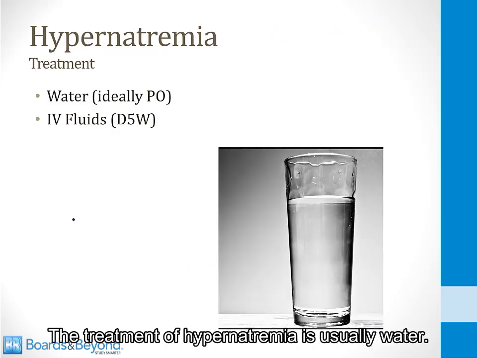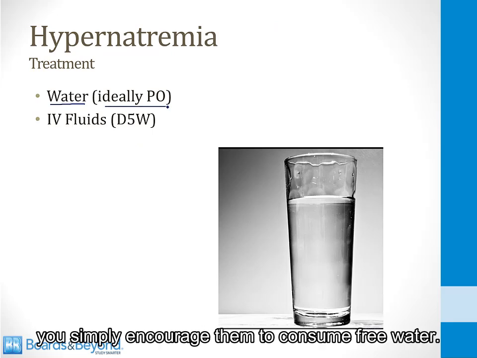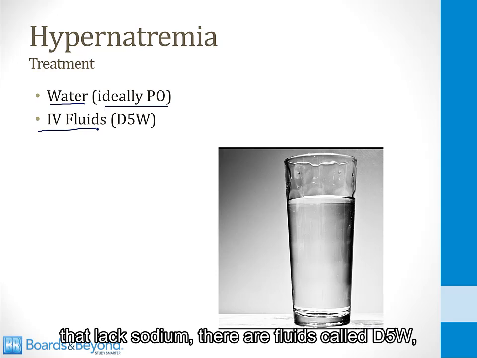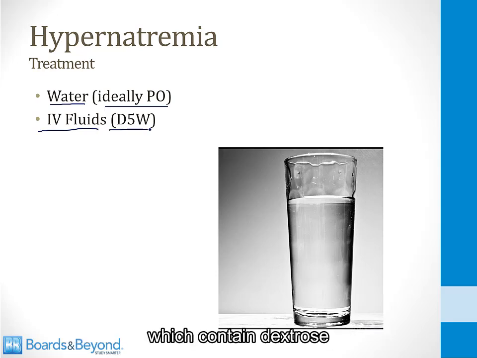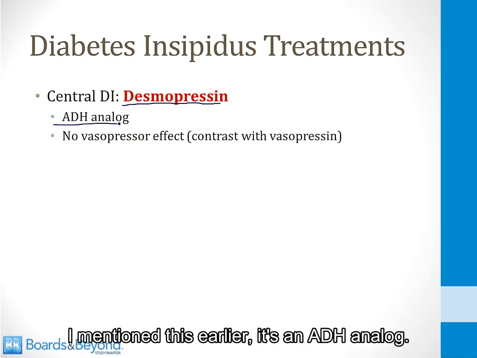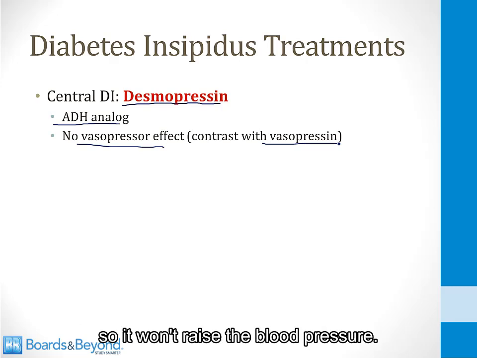The treatment of hypernatremia is usually water, ideally PO. In patients who are able to drink, you simply encourage them to consume free water. You also can administer intravenous fluids that lack sodium. There are fluids called D5W, which contain dextrose, so that they are isotonic with plasma but do not contain sodium. Patients with central DI can be treated with desmopressin. I mentioned this earlier. It's an ADH analog. It has no vasopressor effect like vasopressin, so it won't raise the blood pressure.